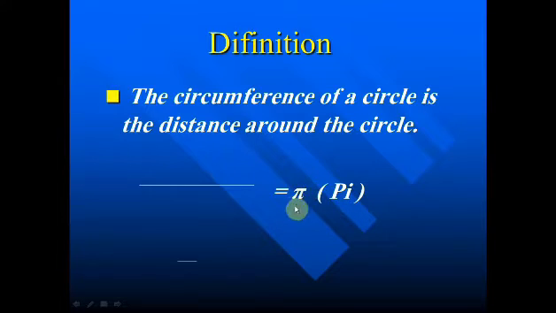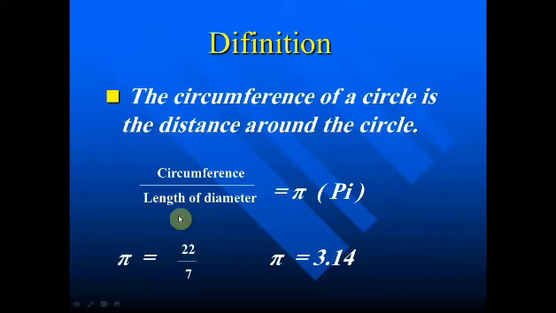We have this symbol. This symbol is called pi, and pi has two values, 3.14 and 22/7, and it is the ratio between the circumference and the length of the diameter. Again, the circumference of a circle is the distance around the circle. It is the perimeter of the circle. Pi is a constant value, equal in fractional form to 22/7 and in decimal form to 3.14, and it is equal to the length of the circumference over the length of the diameter.